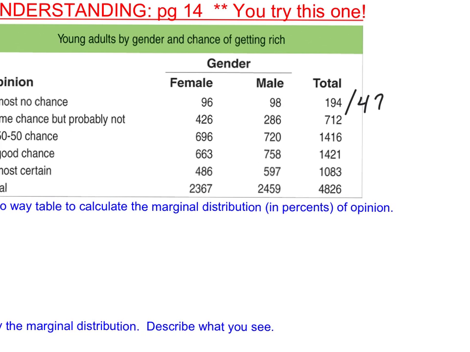4,826. That would give me the percent of individuals that responded almost no chance. Comes out to be about 4%. Okay, and you would do it for the other 4, and you'd make your bar graph.